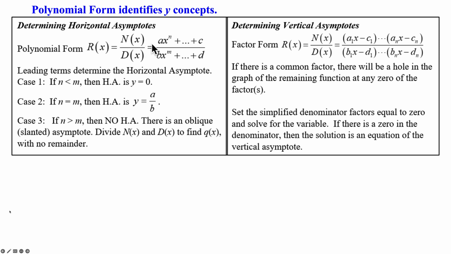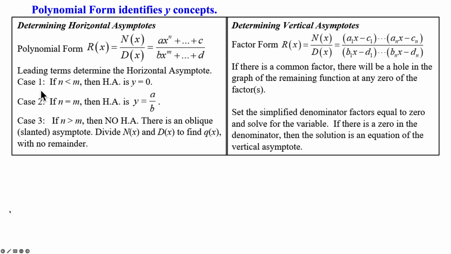So you'll notice that in my polynomial function, I included the first term and the last term. I don't care about anything else in the middle. So like I said earlier, this is my numerator. My denominator, I call it capital N of x over capital D of x instead of capital P and Q. So I can find my horizontal asymptotes by just looking at the leading terms.